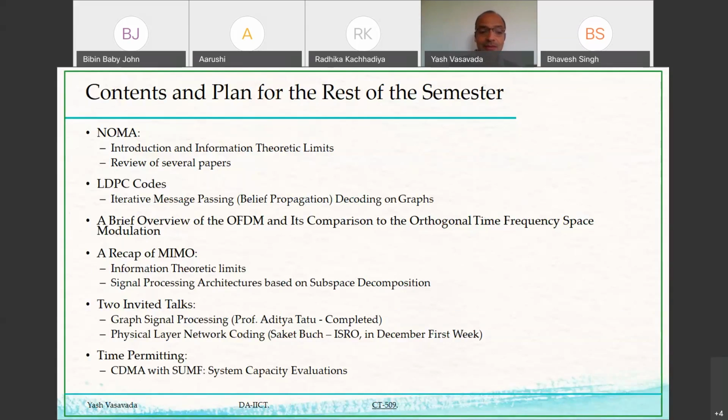And therefore, there is some merit in studying this SUMF technique with CDMA. And we will show that even with a simple SUMF detection, CDMA has the potential to outperform TDMA and FDMA, because there is something called statistical multiplexing gain that only CDMA can enjoy compared to the other techniques. Okay, so that is in a nutshell the type of topics that we should aim at covering in the remaining part of the semester.